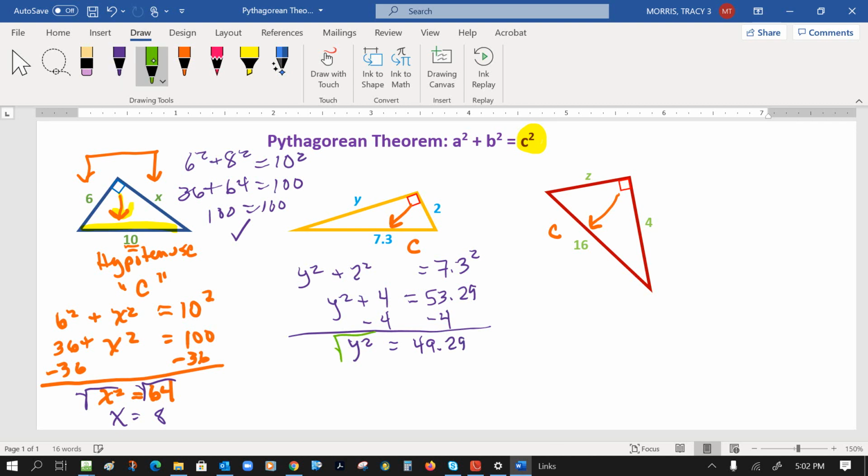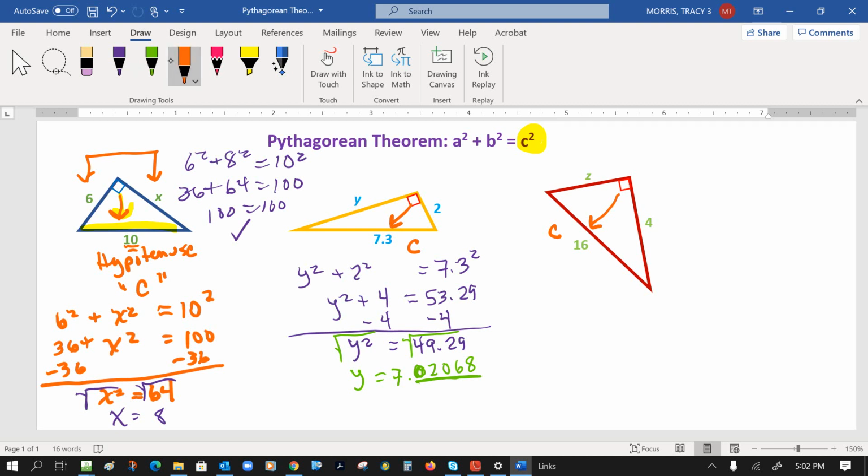The opposite of a square is a square root, and we get y equals 7.02068. So when you go back to do a squared plus b squared equals c squared to check your work, use all of those decimal places, and that will give you the best result.